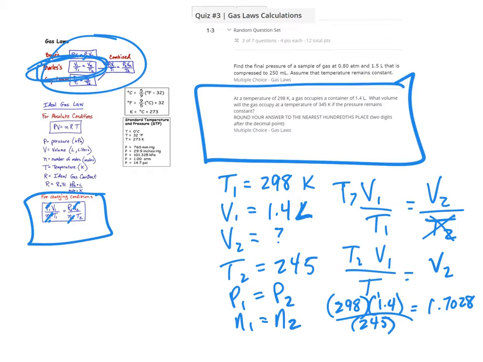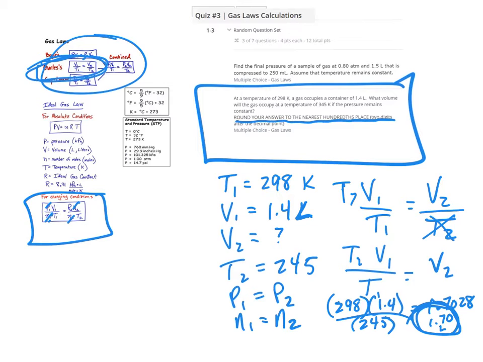And what do they say? Round your answer to the nearest hundredths place, 2 digits past the decimal. 1.70. And I'm going to call it liters. 1.70 liters. All right.